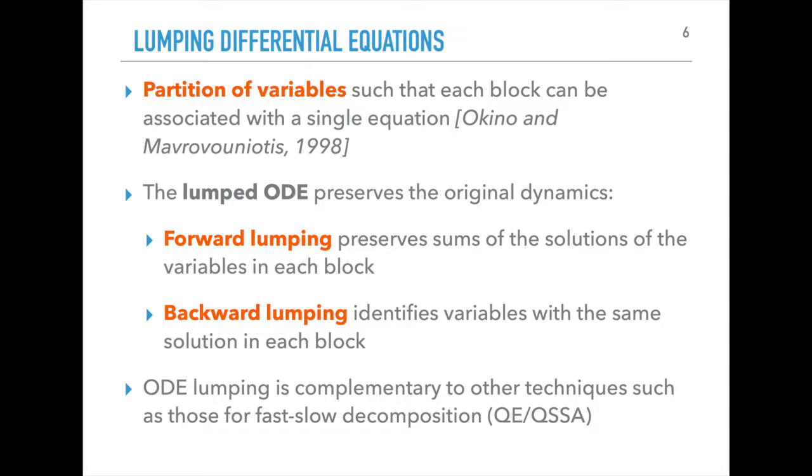We have one notion which is called forward lumping. Forward lumping means that the variables in each block will preserve the sums of the solutions of the variables in each block. So if we have two variables, x1 and x2, that are lumped together into a single macro variable that we call y, then we know that y is equal to x1 plus x2. We call it forward for a reason that I will explain in a second. We also have the backward lumping that identifies variables that have the same solution in each block. So if x1 and x2 are lumped in the same block, so they are equivalent, we know that x1 and x2 are equal at all time points.